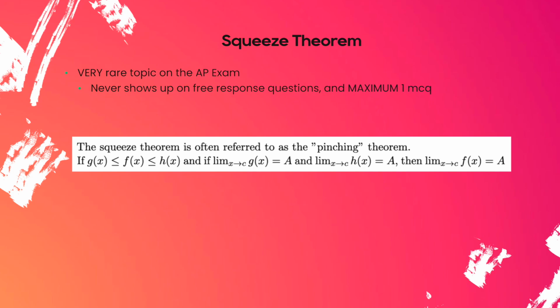The squeeze theorem is often referred to as the pinching theorem. If we're given that f of x lies between g of x and h of x, and if the limit as x approaches c of g of x is a, and the limit as x approaches c of h of x is also a, then that means the limit as x approaches c of f of x is also going to be a, because f of x is between g of x and h of x.